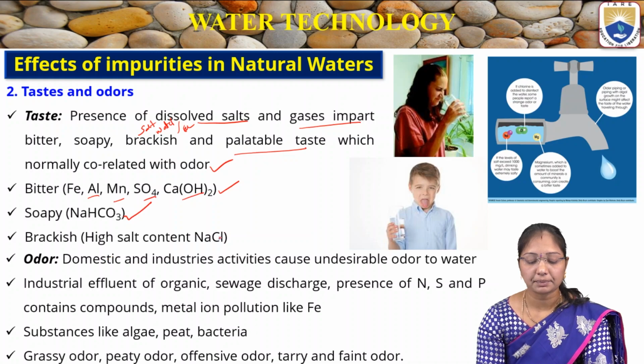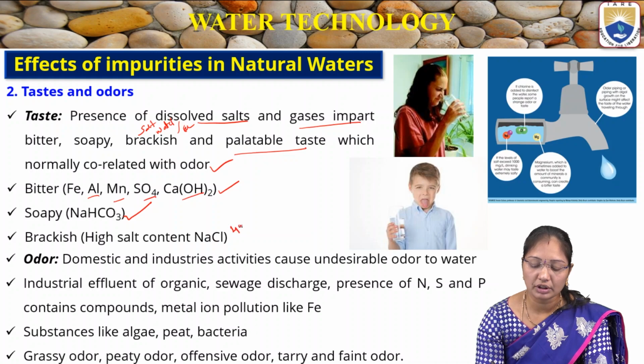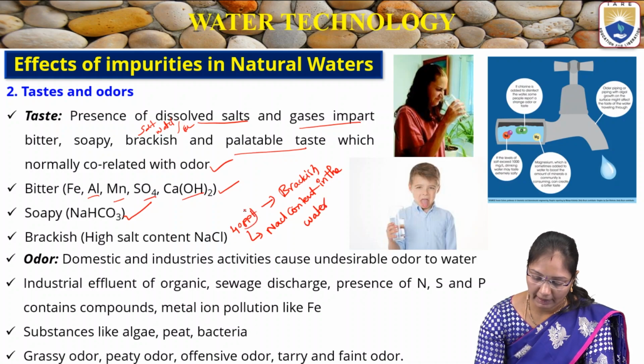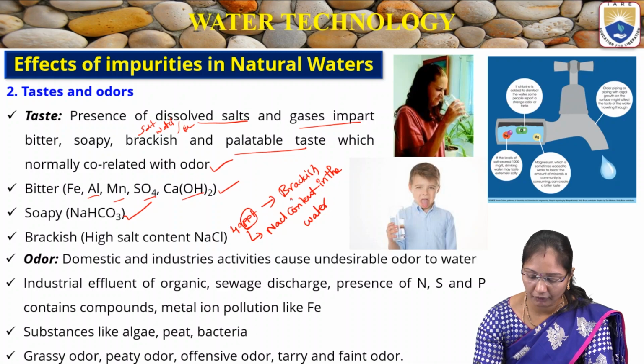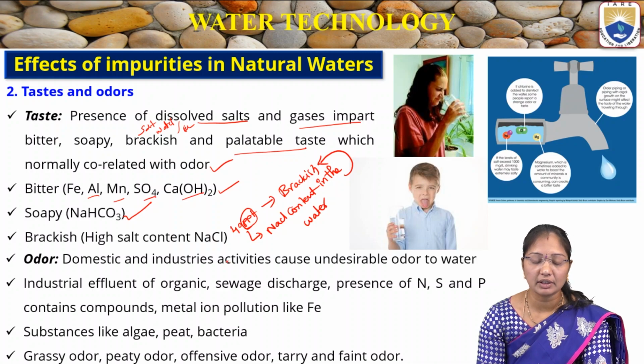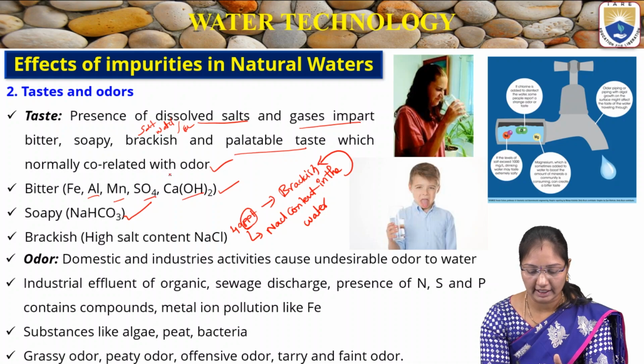So brackish water is nothing but water with a high salt content of NaCl. If it is more than 40 ppt, then we call it brackish. If the sodium chloride content in the water is more than 40 ppt, parts per trillion, then it is called brackish water. So high salt content in the water definitely results in a correlated taste.